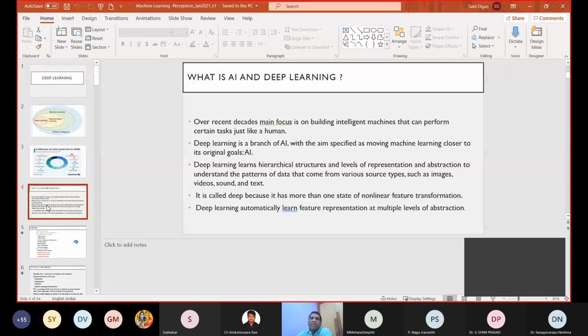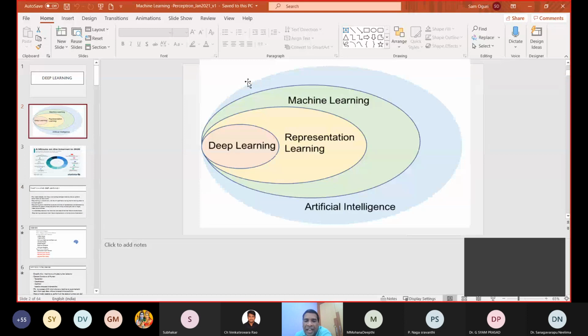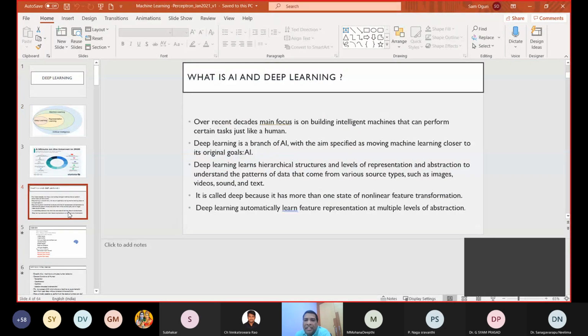Another point is that deep learning is a branch of artificial intelligence. As you can see in my previous slide, the whole thing is artificial intelligence, and within it there is a subset called deep learning. The aim of deep learning is to move machine learning closer to its original goals. It is also called deep because it has more than one stage of non-linear feature transformation. We can talk about what non-linear feature transformation is in the coming minutes.